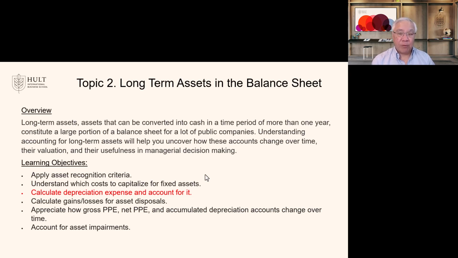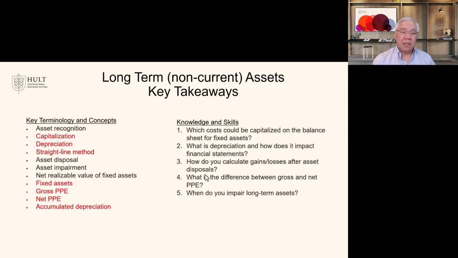The item in red is what we're going to cover in this summary. In the longer form of the summary, the Word document, all of these are covered, right? But for here, we'll just look at depreciation expense. What are the key takeaways? On the left side, our terminology.